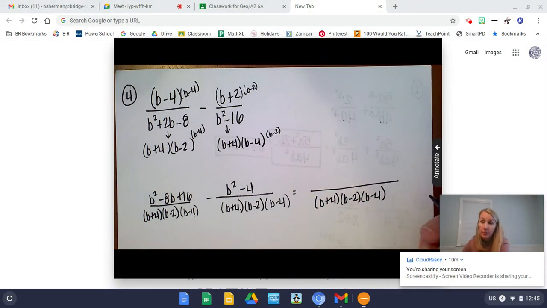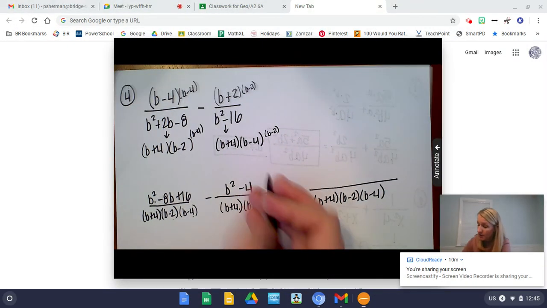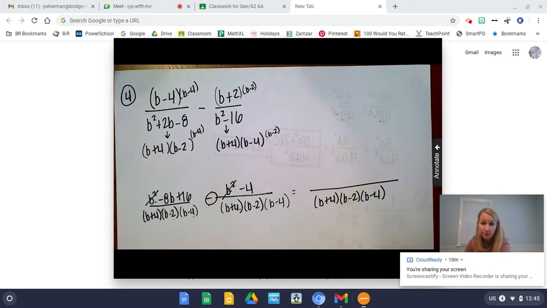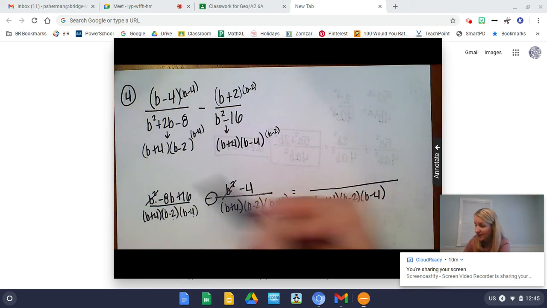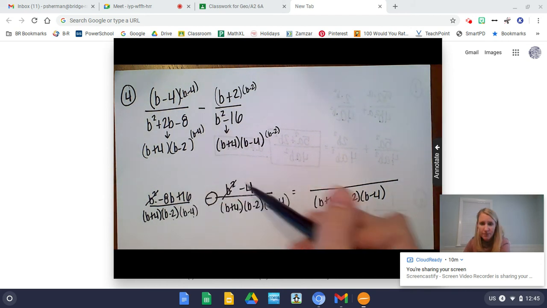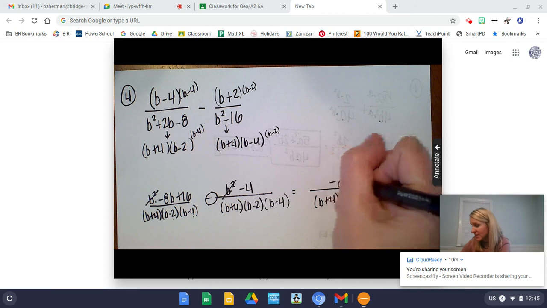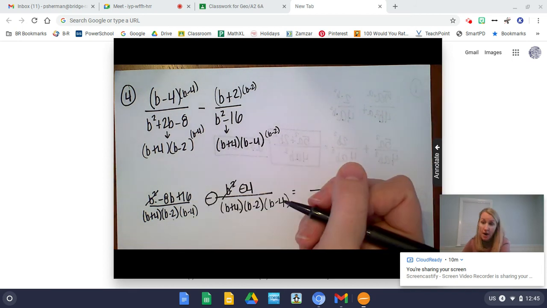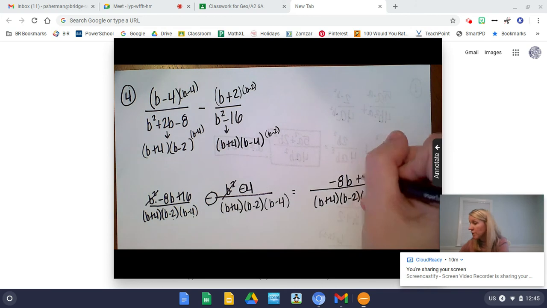And we will combine numerators. b squared, make sure you're subtracting, minus b squared cancels, right? There's no more b squared. Negative 8b minus, there's no b term over here, so that just stays as negative 8b. Okay, that's fine. And then we have 16, just be careful because it's minus and negative, so you are adding 4. So that will give me plus 20.